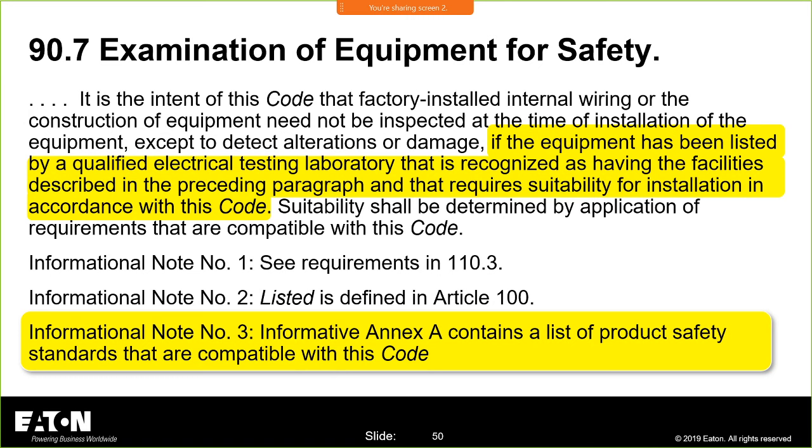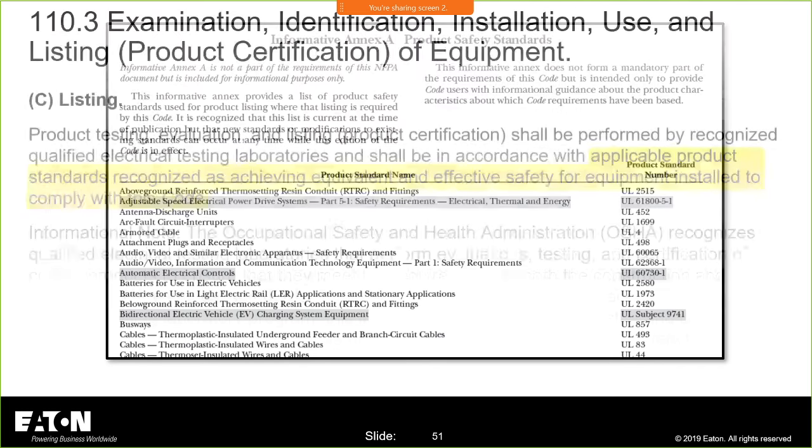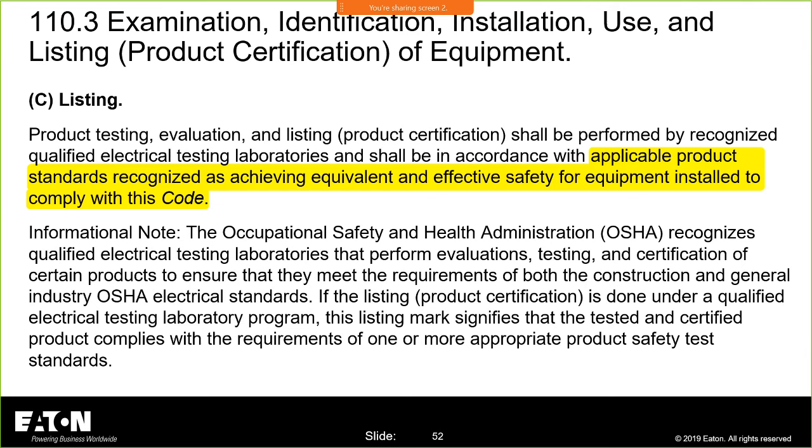Now the examination, that's another important one. 90.7 is examination of equipment for safety, and this references Annex. This tells us that inspectors are going to be looking for the listing of some of these products where it's required by listing, but any inspector is going to be looking at a product and they're going to make sure that it's doing what it's supposed to be doing. They're going to leverage language like you find in 90.7 and the informative annexes for references to the GFCI standards for the products that they're looking at. And again, applicable product standards recognized as achieving equivalent and effective safety for equipment installed to comply with that code.